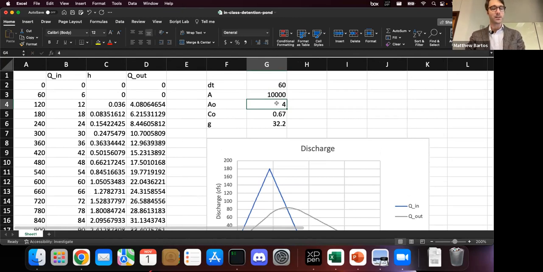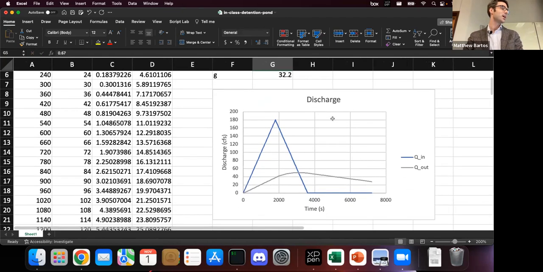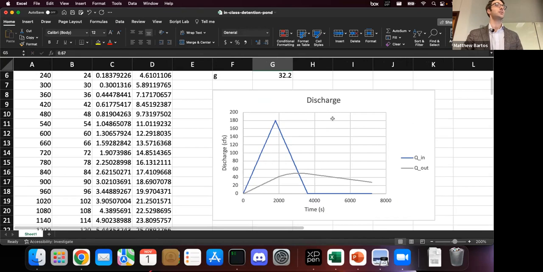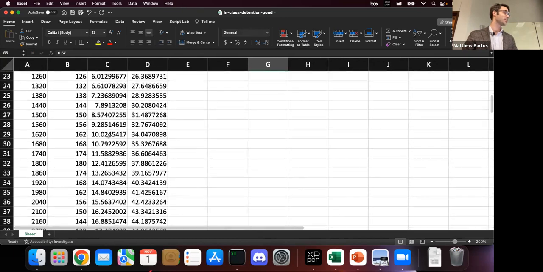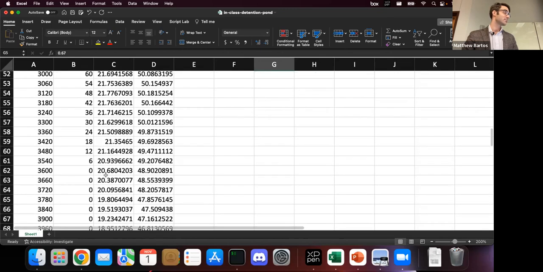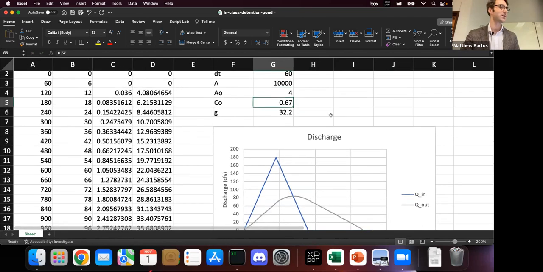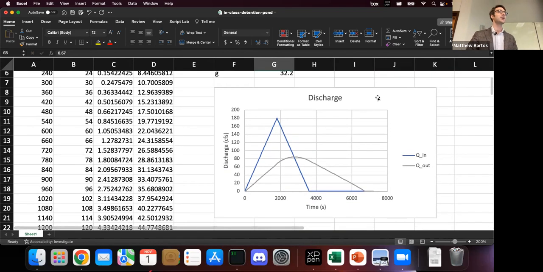Similarly, you can change the orifice area. So if we change this to 2 square feet, for instance, the discharge is much smaller, but you also get that the depth in the pond increases quite a bit. So in this case, the depth of the pond needs to be about 21 feet deep. So you have to consider both the depth in the pond as well as the discharge you want to achieve. Okay. Is anyone having any issues getting to this point? Is anyone having any trouble with the Excel code?